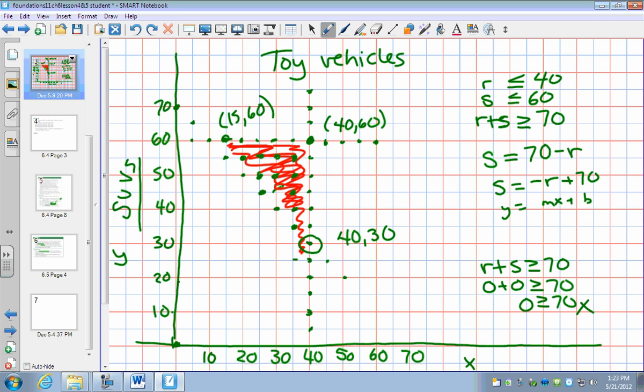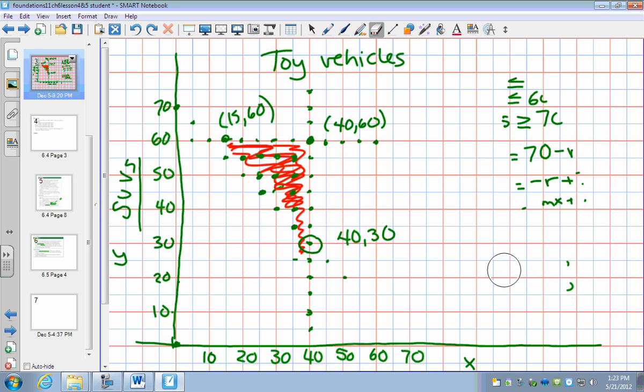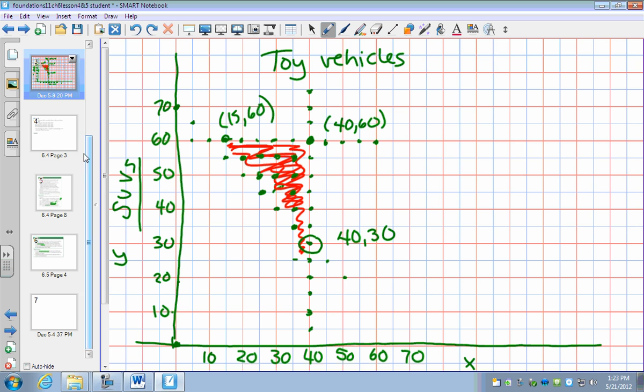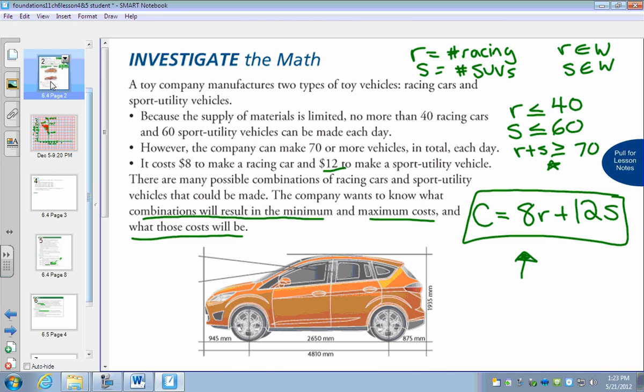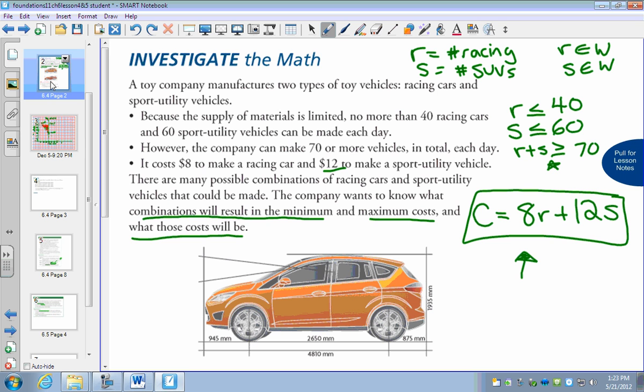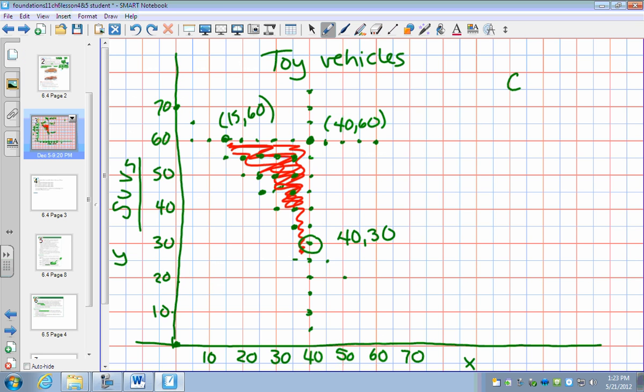So what I'm going to do is I'm going to sub this into my objective function. And remember what my objective function is. Right back up here. My objective function was C equals 8R plus 12S. So I want to know maximum and minimum cost. C equals 8R plus 12S.